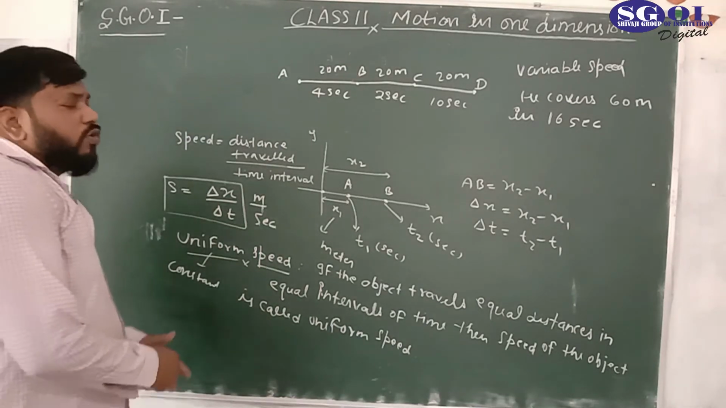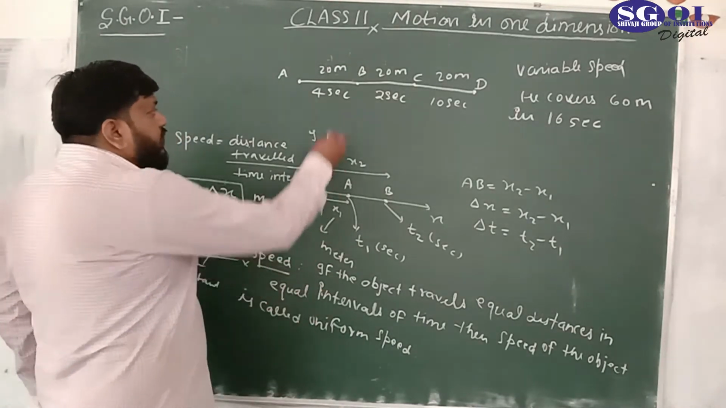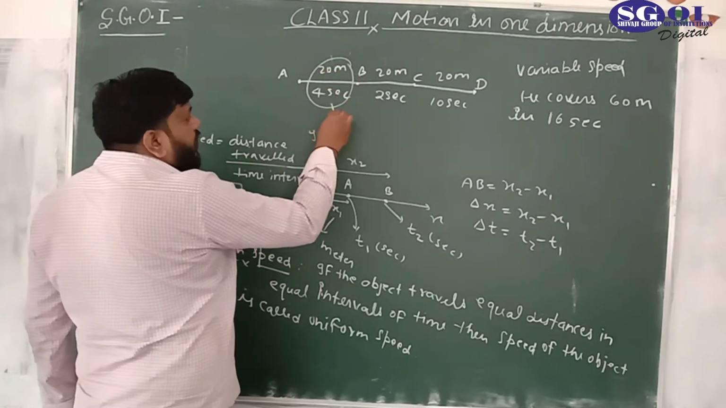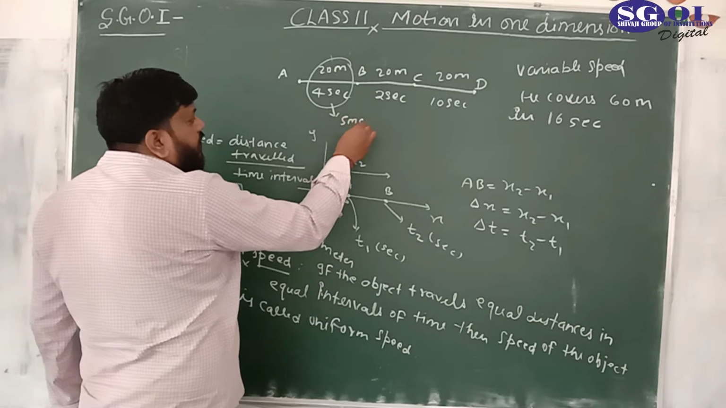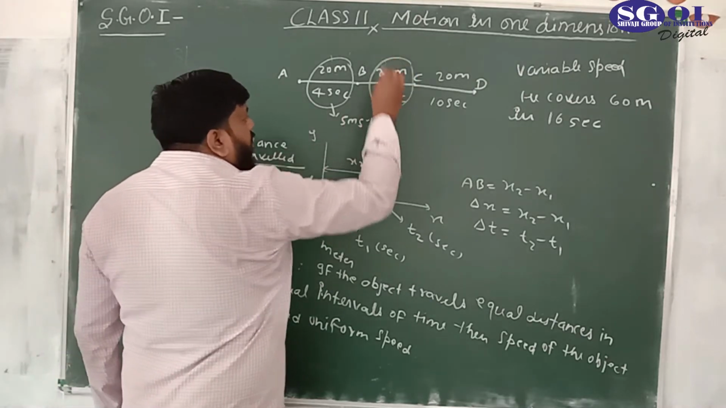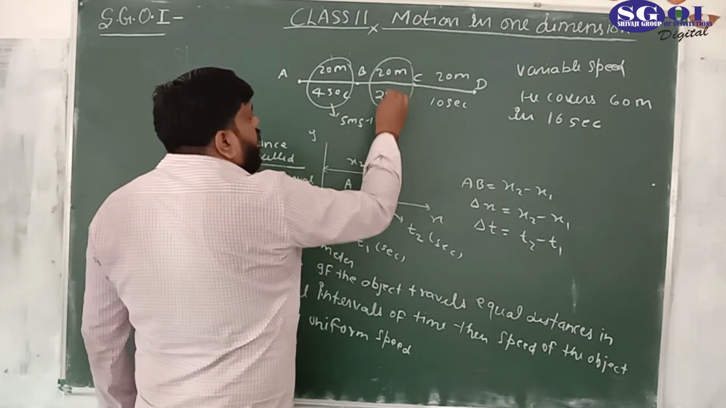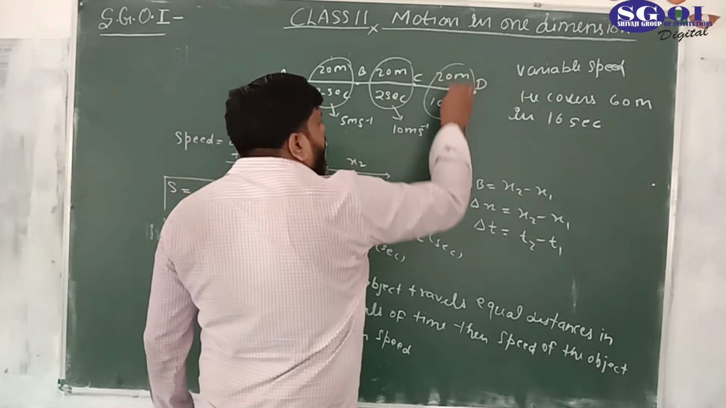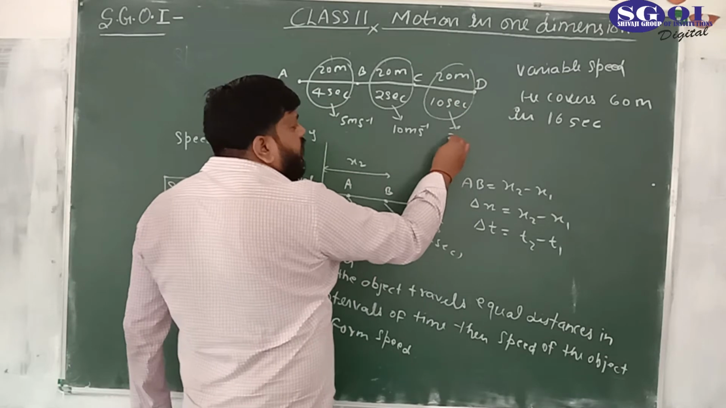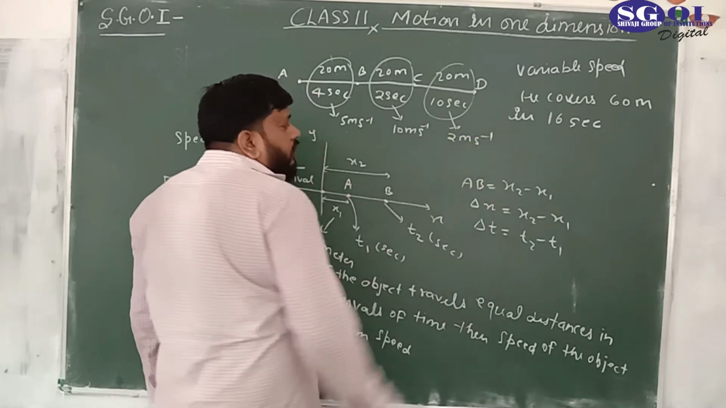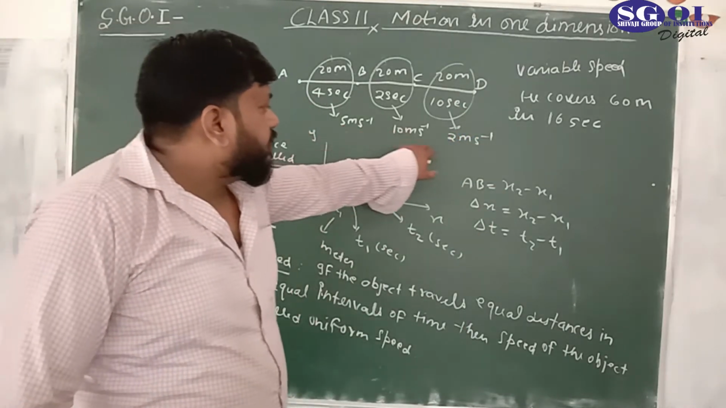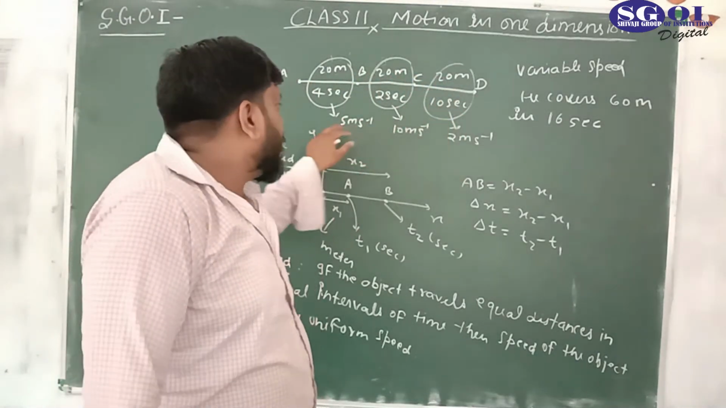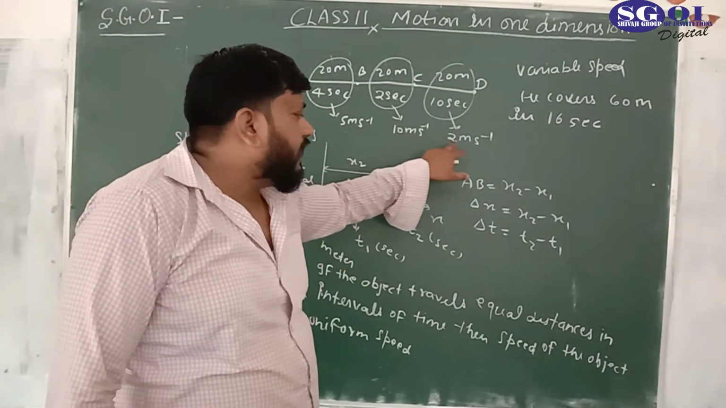So the question is, the speed in this A to B part of journey is 5 meter second inverse. In this part of journey, speed is 20/2, which is 10 meter second inverse. And in this part, speed is 20/10, which is 2 meter second inverse. So these are the speeds in different parts of the journey. You are seeing here 5 meter per second, 10 meter per second, and 2 meter per second.